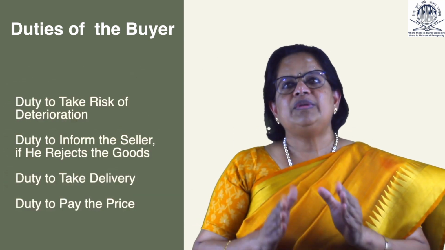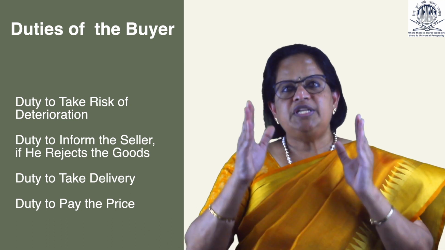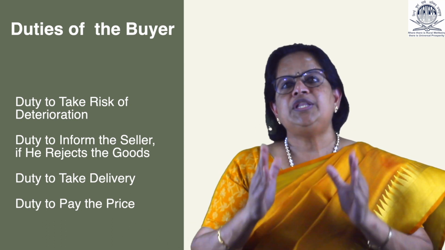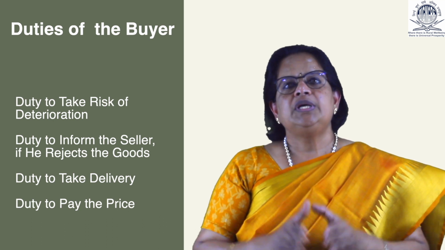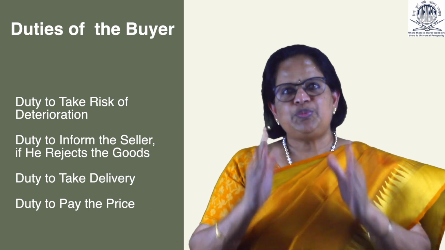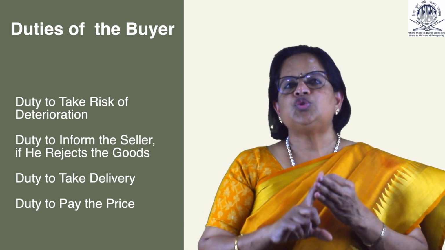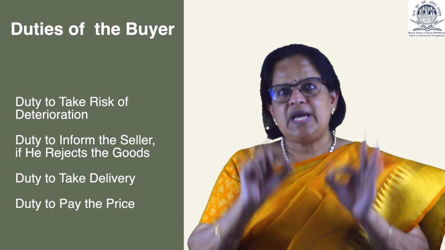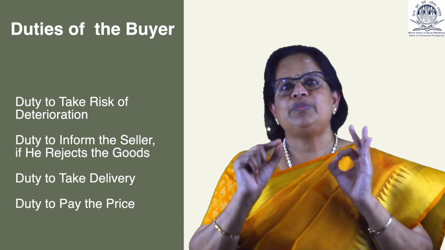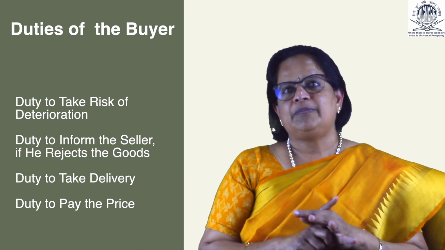The next duty of the buyer is to take the risk of deterioration. The deterioration means the fall in the quantity of goods. This is true in the case of food items, especially if the contract is to supply sugar, jaggery or sweets, etc. Ants, rats or cockroaches may eat that if it is not stored or packed properly.